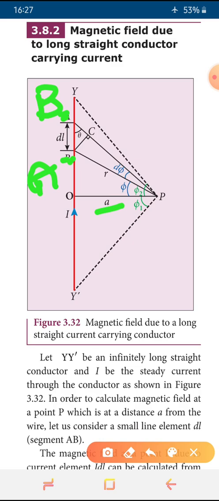Here what we have chosen is this region. I told you, swapping A and B, only that region we are choosing. That AB is called a small segment which has the length dl.